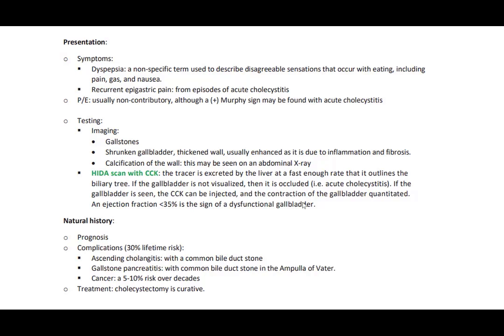And this can develop an ejection fraction, and if the ejection fraction is low, it's a sign of a dysfunctional gallbladder. Now, the prognosis for these patients is that they often have a 30% risk of further complications. These include ascending cholangitis, gallstone pancreatitis, and cancer. The cancer risk, though, is small. And again, the treatment of choice for this is cholecystectomy, which is curative.